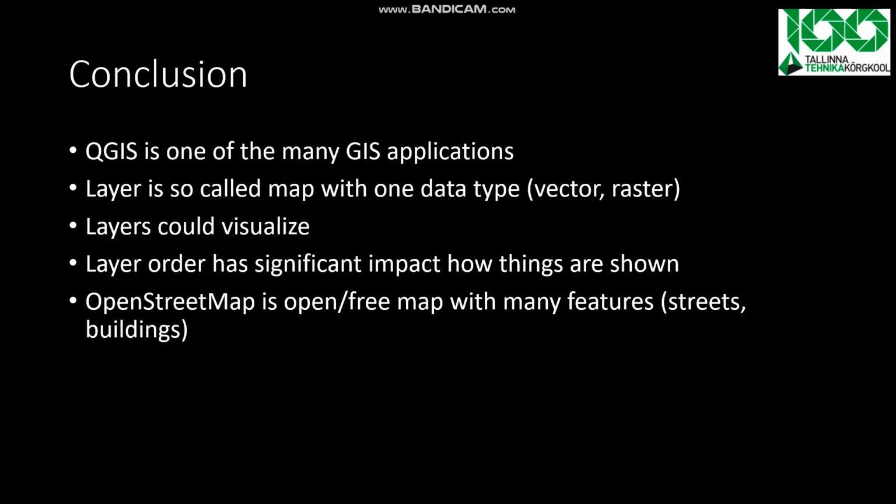You also know that we have two data types. We have vector and raster. We saw a vector data type today, but we haven't seen a raster one. We know how to change the visualization of the layers, and we know that the layer order has a significant impact, and we know how to save the project. We don't know how to add layers or how to save layers. We will watch it next time and try to practice a little bit by adding layers.